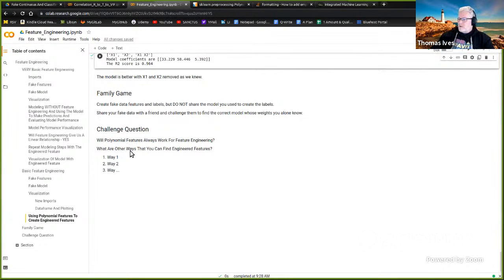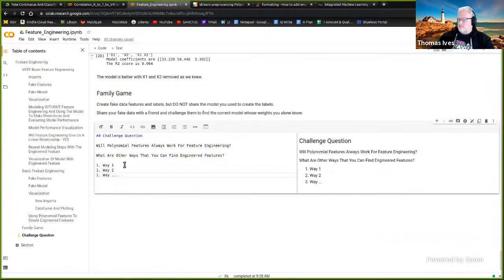And then what are other ways that you can find engineered features? Well, way one, and I'm going to edit this as we go, is plots. And this doesn't always work, but it sometimes does. Plots of each feature versus label. And I'll write it that way because it might be multiple labels.